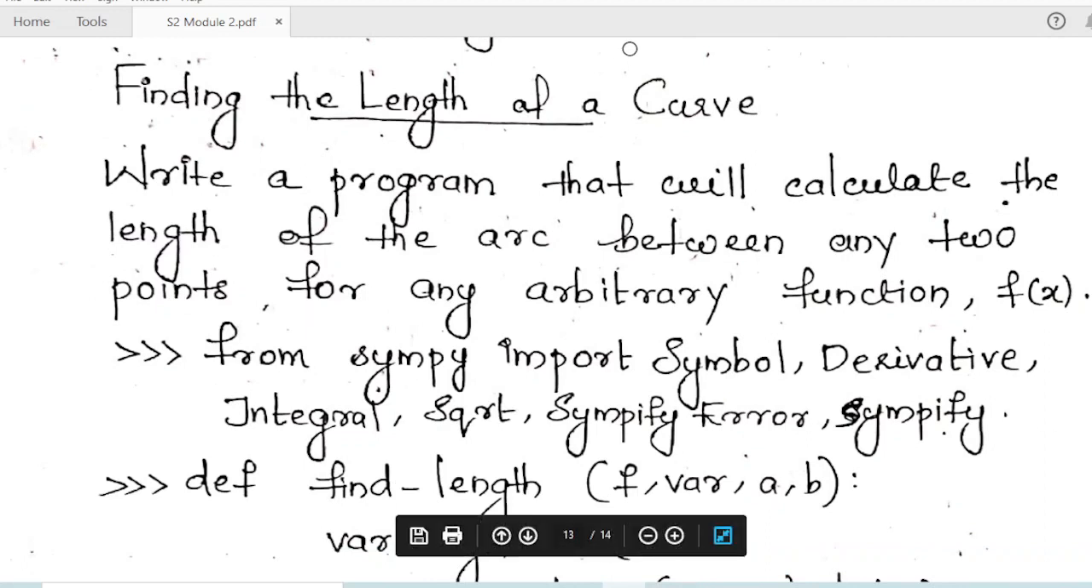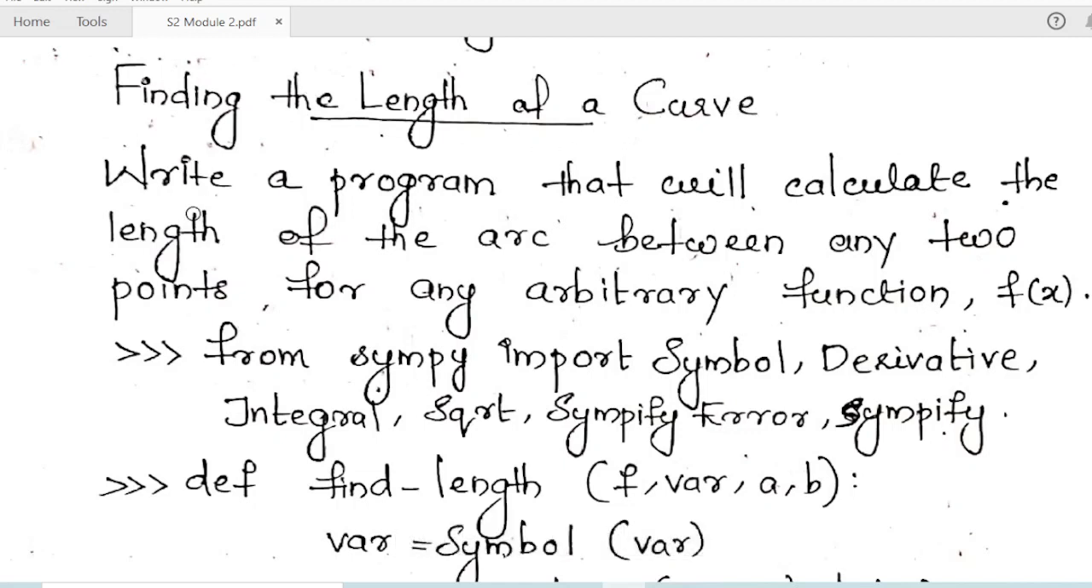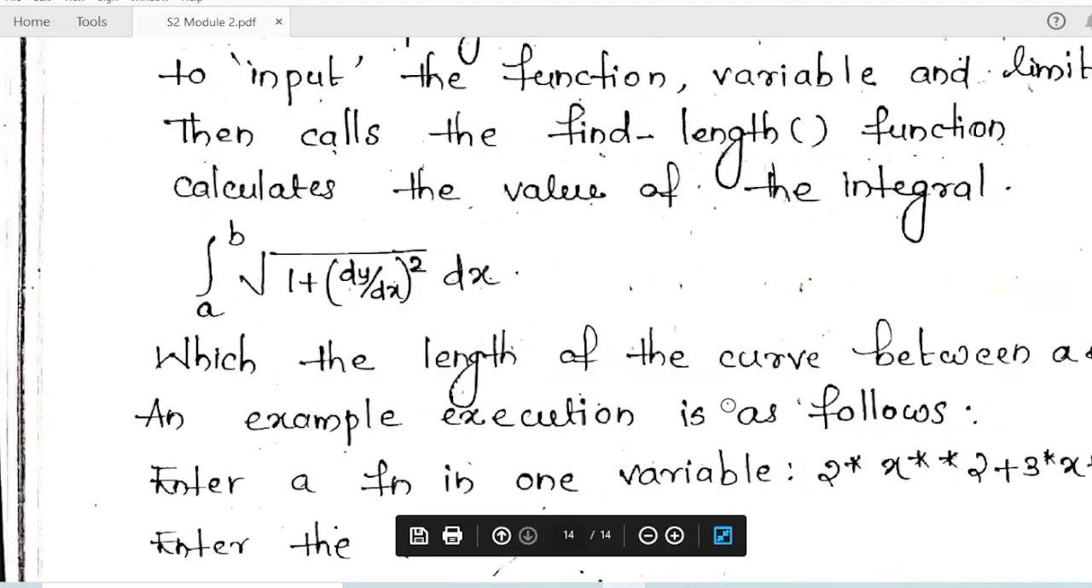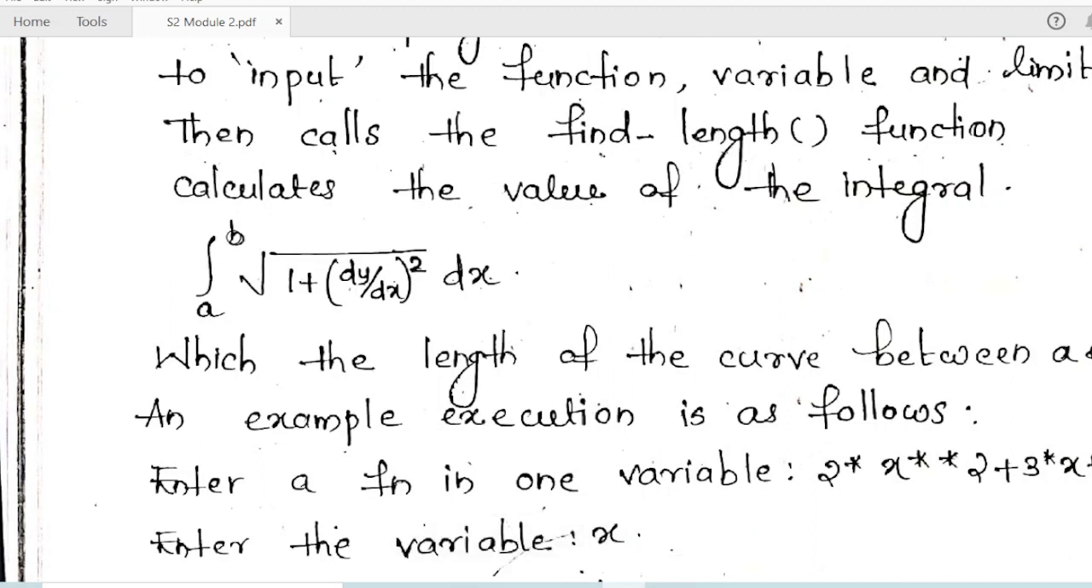So now let us see the next topic, finding the length of a curve. The formula for the length of a curve everyone knows. What is the arc length of a curve? We know the formula to find the length of a curve is the integral a to b of root of 1 plus dy by dx the whole square dx. So first derivative squared, plus 1, and the integral is the length of the function.